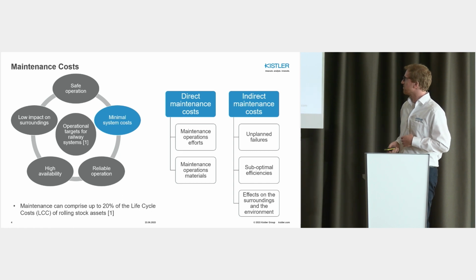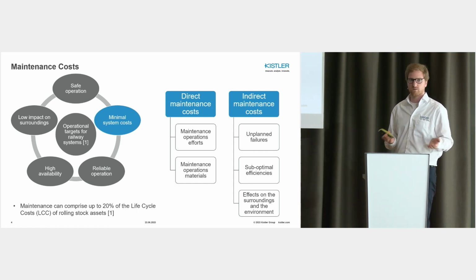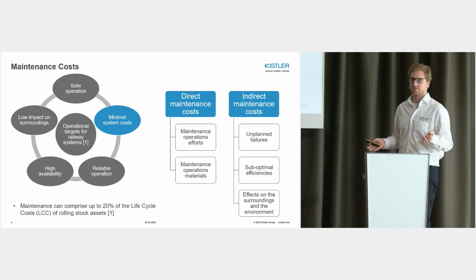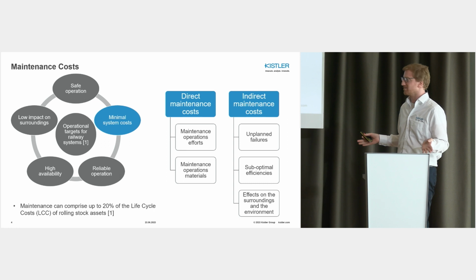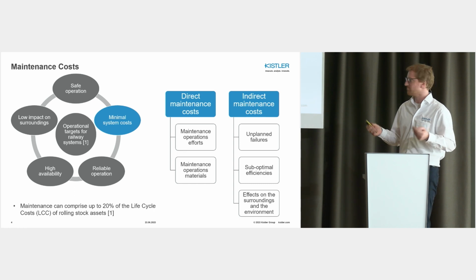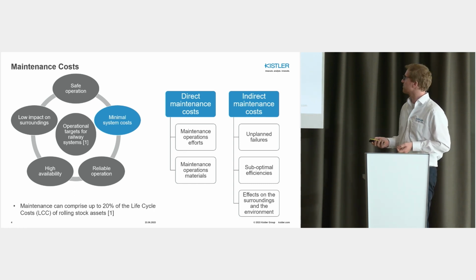So if we look a little bit at the maintenance costs, they can be separated into direct maintenance costs, which are the costs that are necessary to conduct maintenance operations. So the materials and the efforts to perform maintenance on your assets, be it the tracks or the rolling stock. On the other hand, we have the indirect maintenance costs, which are costs which result from not doing maintenance, or which can happen at any point in time, which we want to keep low by doing maintenance. So those are unplanned failures, suboptimal efficiencies by friction, for instance, or even effects on the surroundings and the environment.